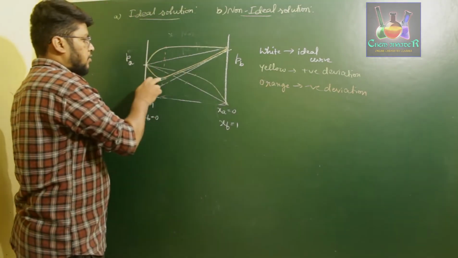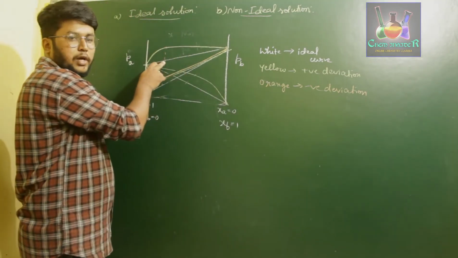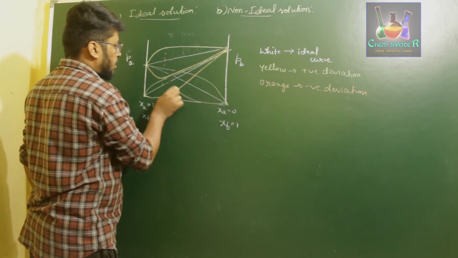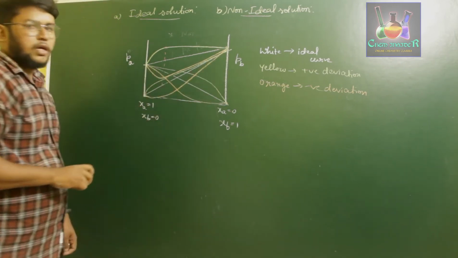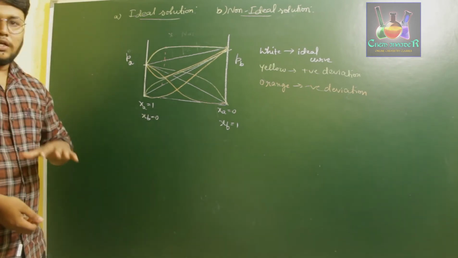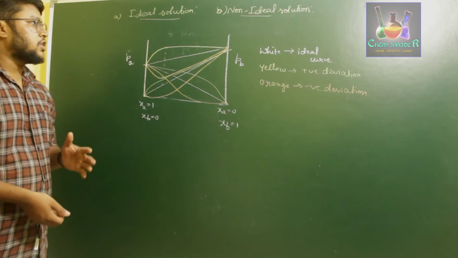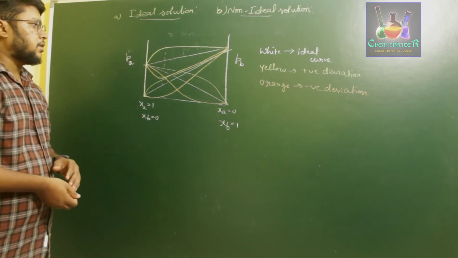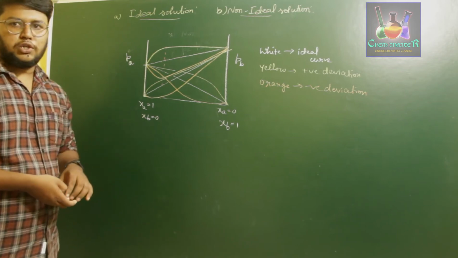So the value is less when compared to the ideal values. Similarly, this curve will also be lesser, and this will also be lesser when compared to the ideal values. So whenever you observe deviation in an ideal solution curve, the solution representing that particular curve is called a non-ideal solution.